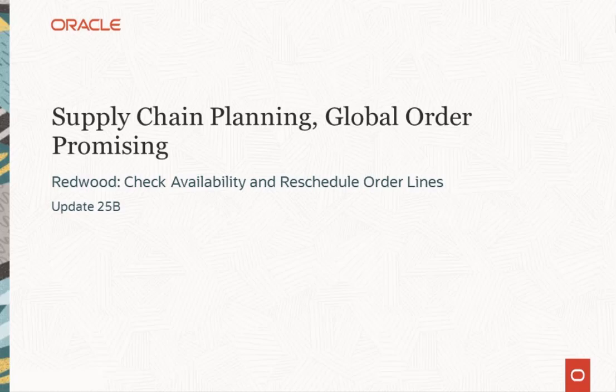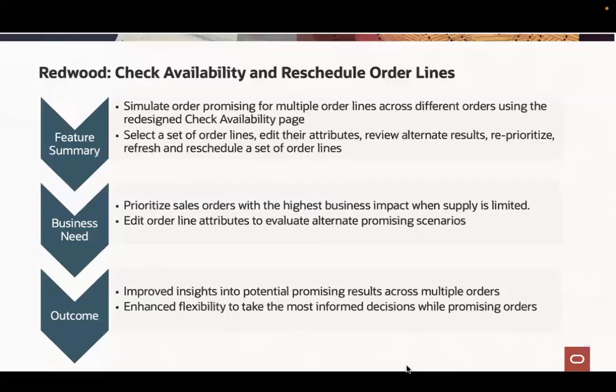Welcome to the demo of the 2504 Redwood check availability and reschedule order lines in supply chain planning's global order promising. The Redwood check availability user experience enables you to simulate order promising for multiple order lines across orders seamlessly.